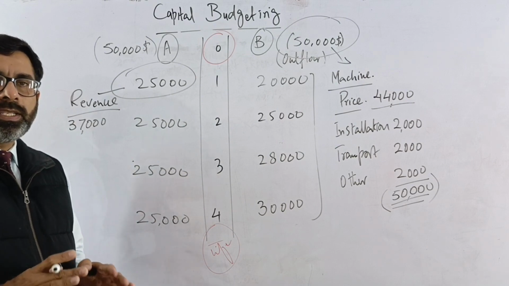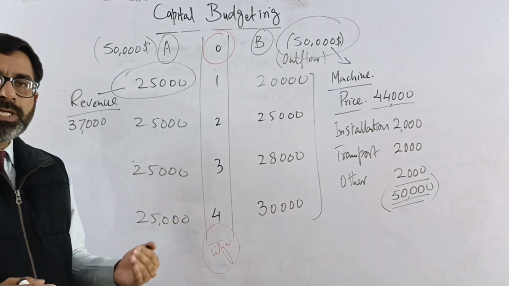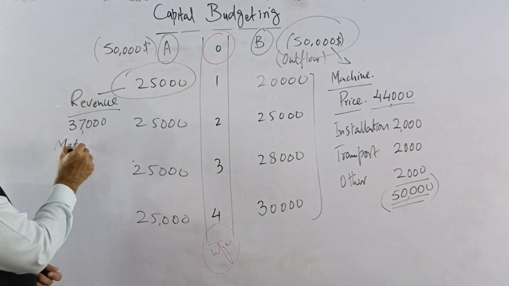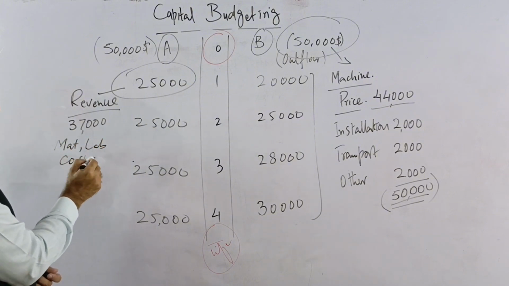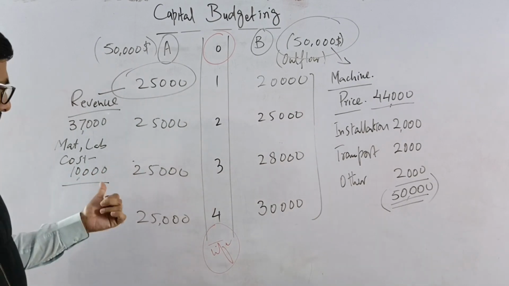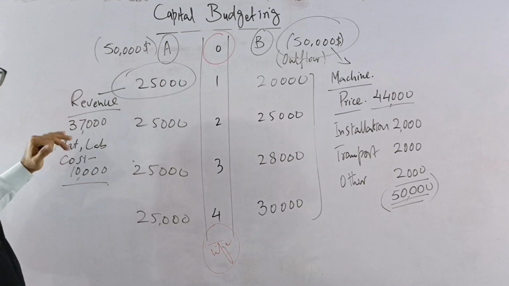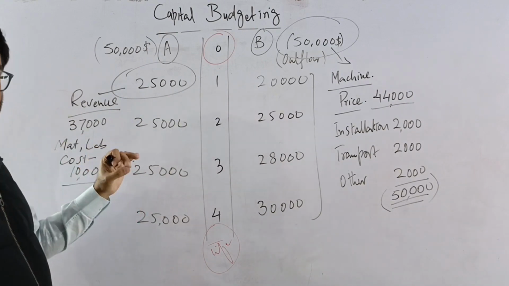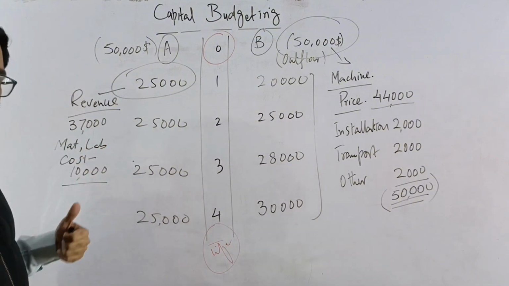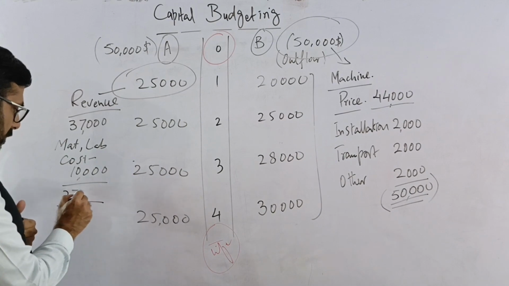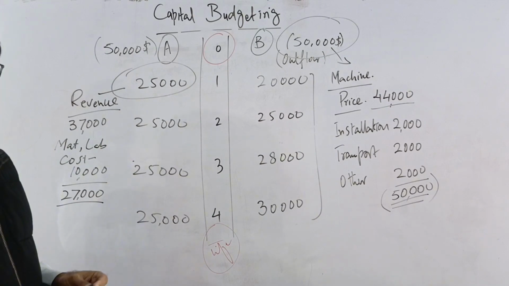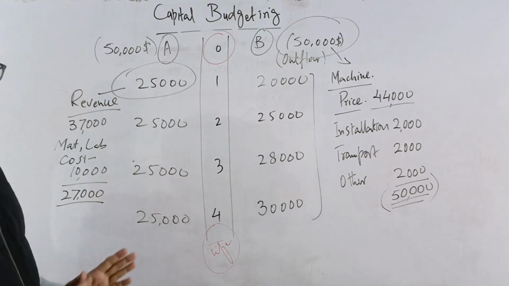But that is not the total inflow we get, because to produce that product we have other expenses. It may be material, labor or other costs. Let's say all these costs are 10,000. So this 10,000 is the outflow: to produce that product in the first year, where we get revenue of 37,000, the cost is 10,000. It means we are getting a net amount of 27,000.